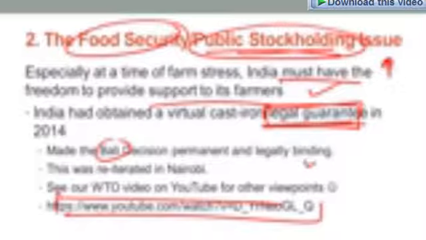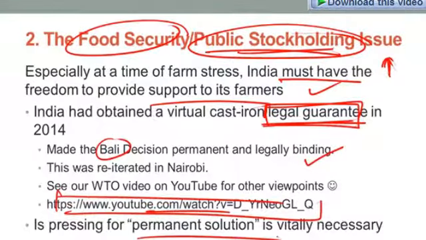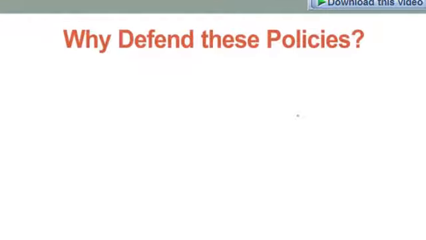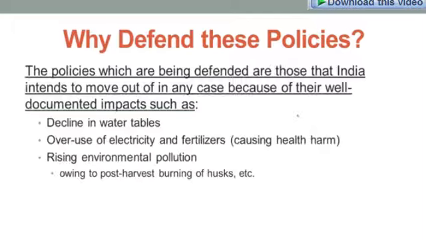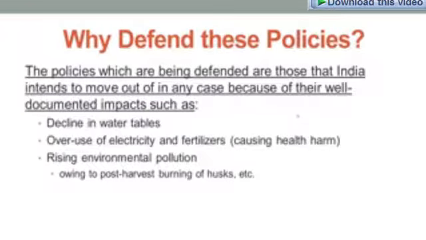Now this is one viewpoint. The other viewpoint is discussed in the YouTube video. You can watch that. So it's a permanent solution which India is really pressing for, really necessary. We already have a legal guarantee. So again, we already have it. Why do we need it? Why defend these kinds of policies when we already have something? Why is India always asking for more? That is what is frustrating our partners, is what the economic survey is saying.